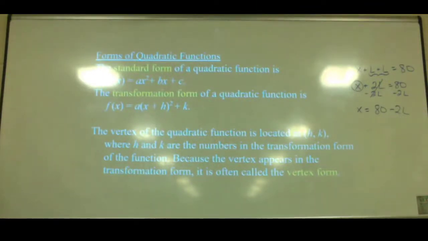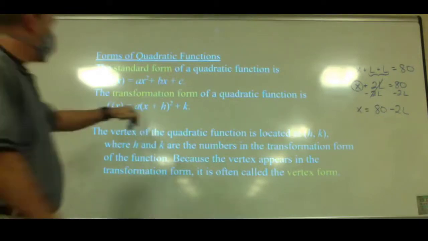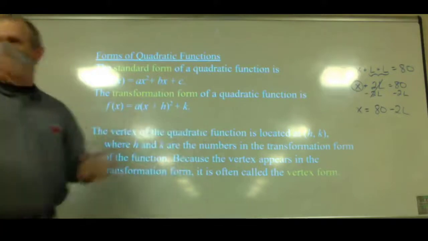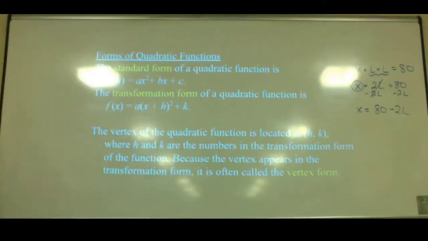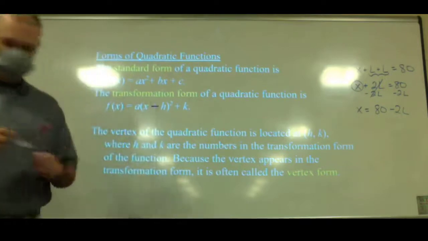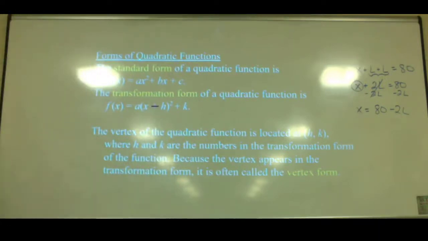And vertex form is the one that shows us that the vertex got moved h spaces, either left or right, and then k spaces, either up or down. Okay? Oh, I just realized there's a typo here. Hang on. So this should be a minus. Sorry about that. That should be x minus h, because remember, it works backwards. So in order to move it h spaces to the right, it's going to be x minus h.